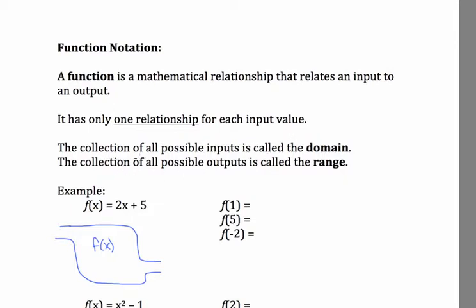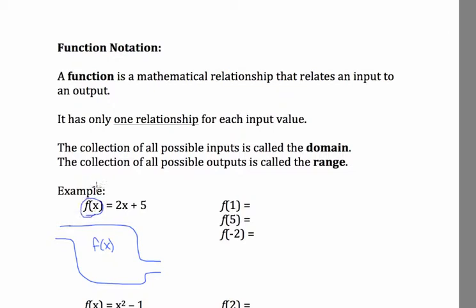The collection of all possible inputs is called the domain of the function. The collection of all possible outputs is called the range. Here's an example of a function. This is read, f of x equals 2x plus 5. Now you might think that because the f is right next to the x that it means f times x. It doesn't. F of x is just the name of the function.